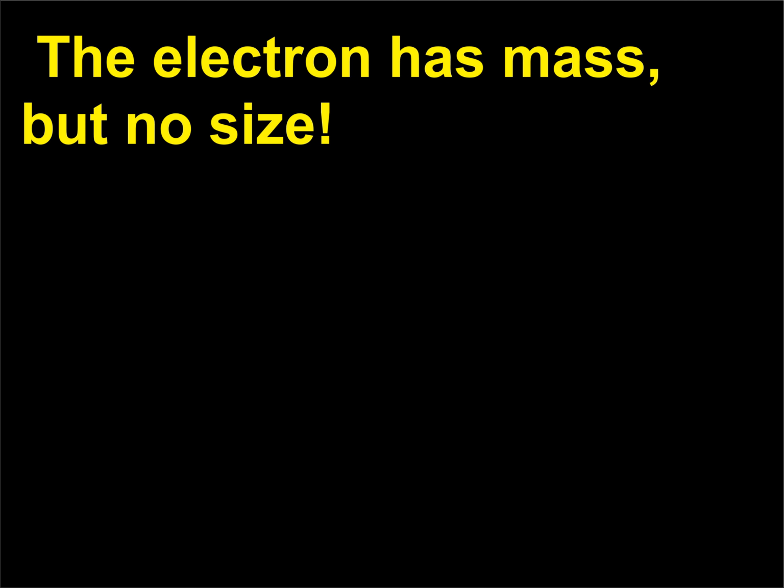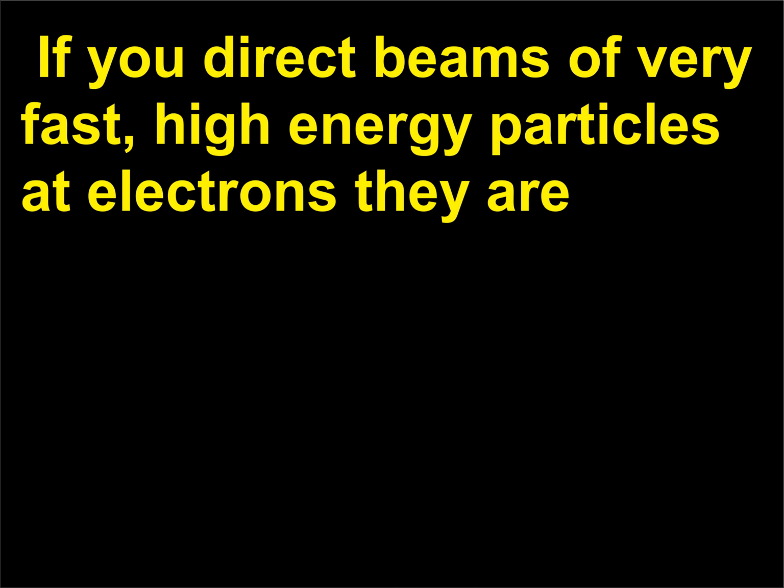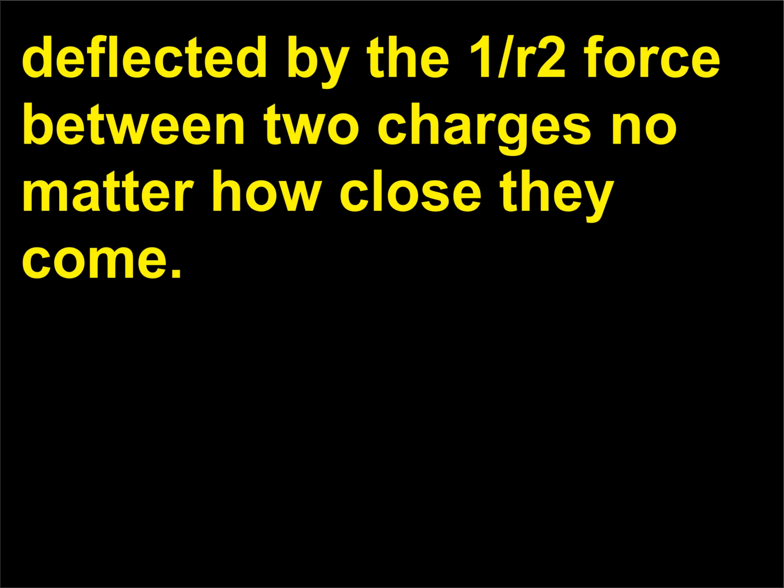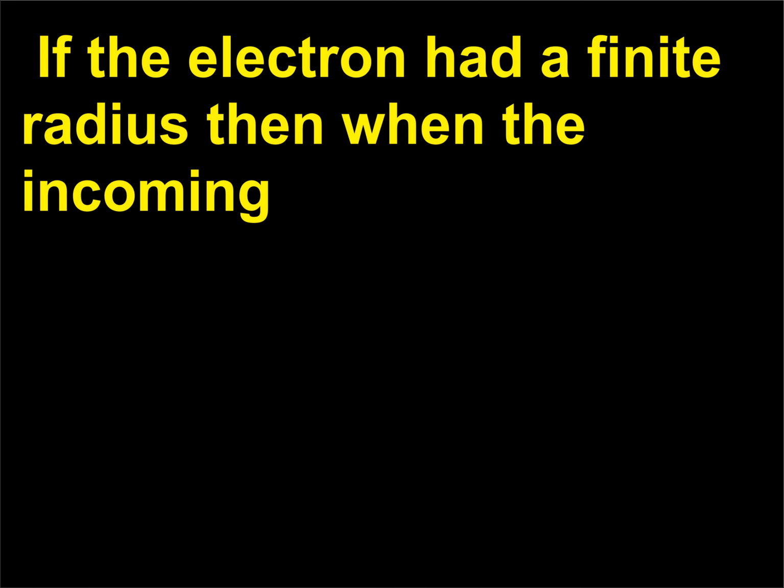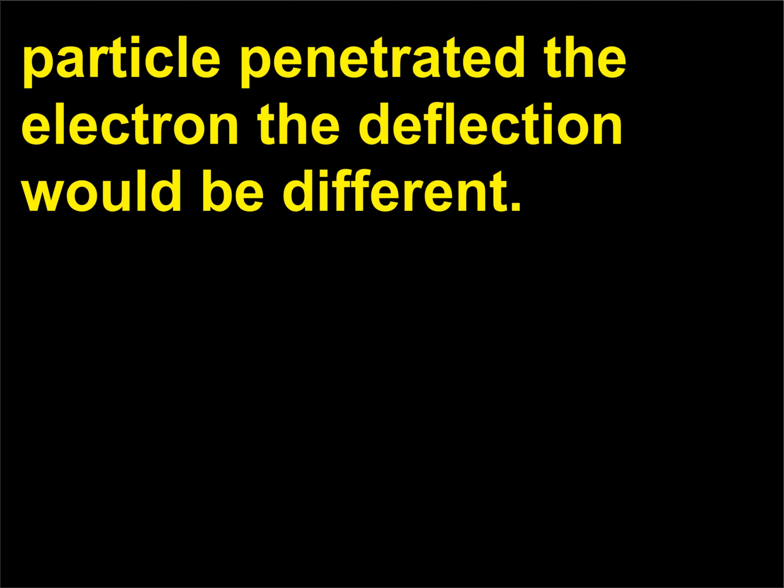The electron has mass, but no size. If you direct beams of very fast, high-energy particles at electrons, they are deflected by the 1/r² force between two charges no matter how close they come. If the electron had a finite radius, then when the incoming particle penetrated the electron, the deflection would be different.